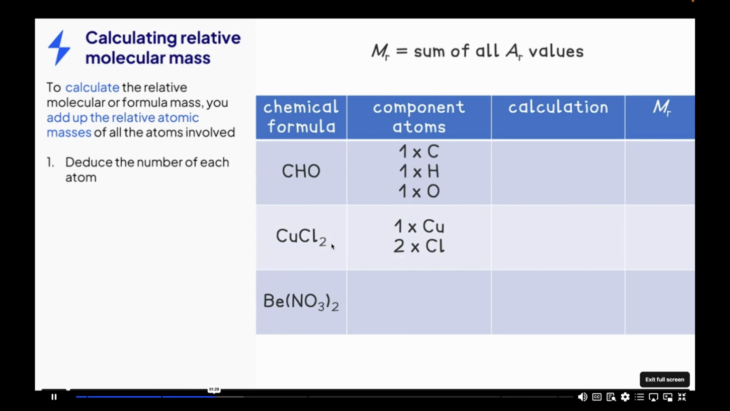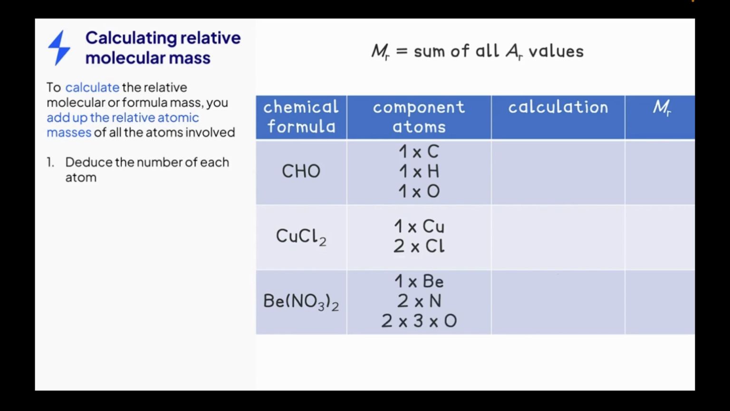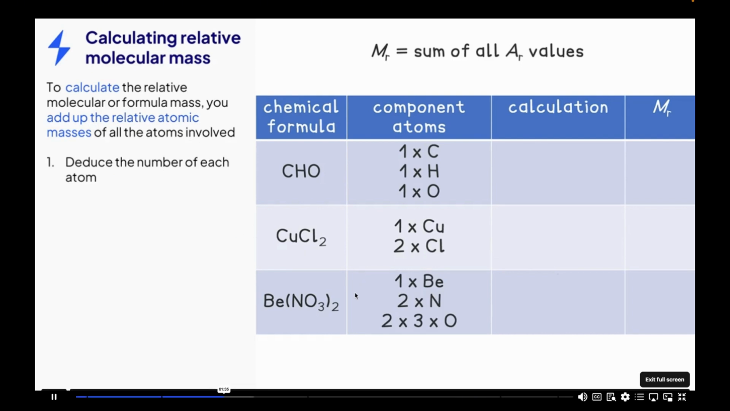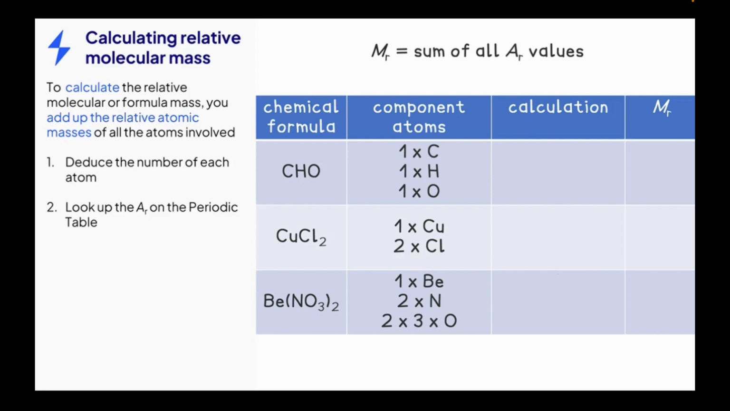Be(NO3)2 contains 1 beryllium, 2 nitrogens, because the small 2 belongs to everything inside the bracket, and 6 oxygens: 3 oxygens inside the bracket, which is then doubled because of the small 2 after the bracket. We then look up the relative atomic masses on the periodic table and apply them.